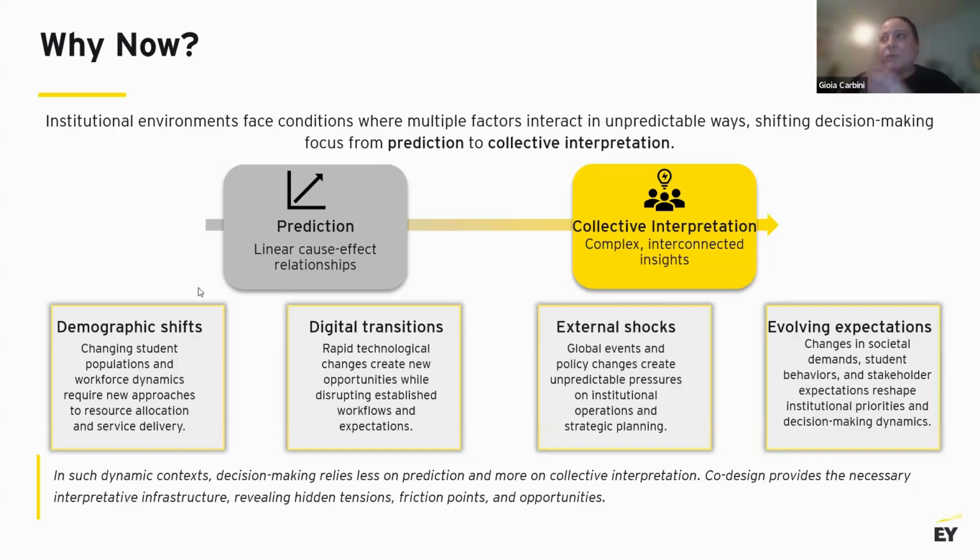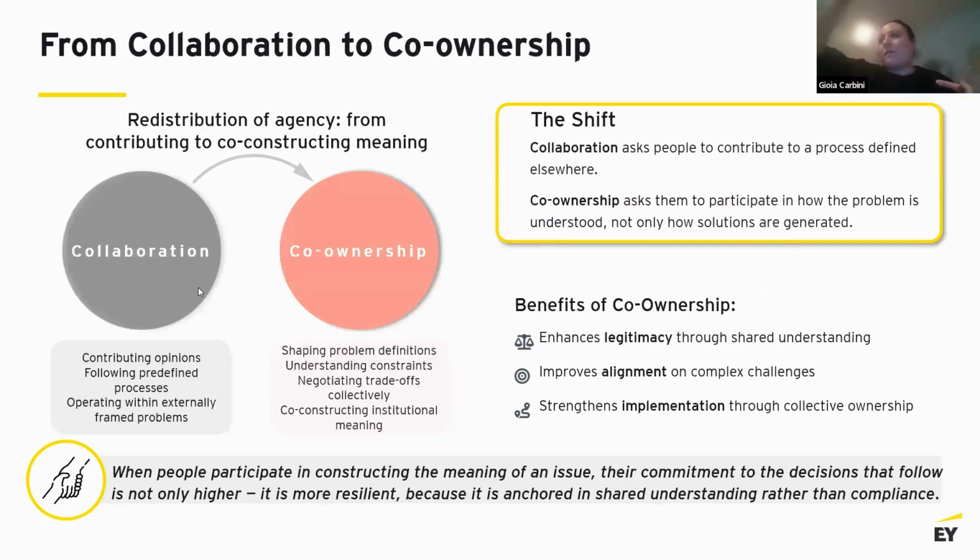So in a sense, co-design is less about bringing people in. It surely is about bringing people in, but at the same time, it's more about building the institution's capacity to learn from its own complexity. So to understand that complexity is structural, that we can address complexity, but we cannot efface it, we cannot erase it. And this is why we go through a shift from what we call collaboration to co-ownership.